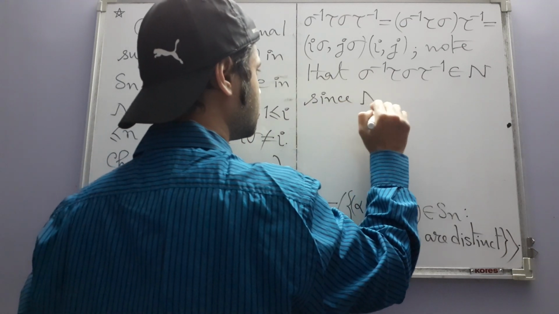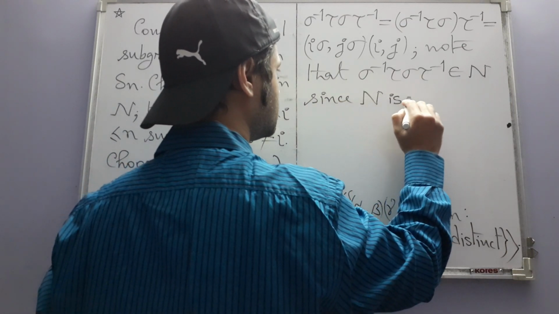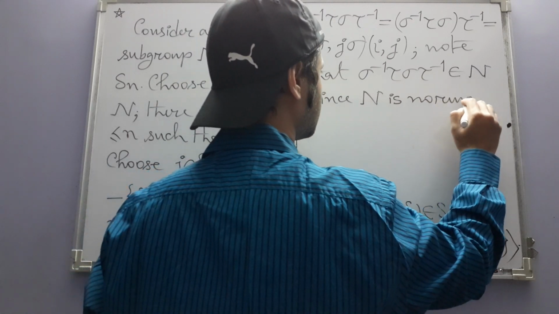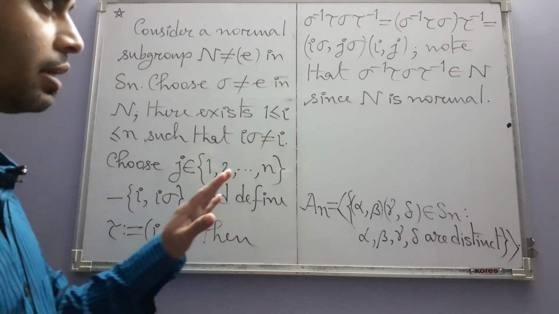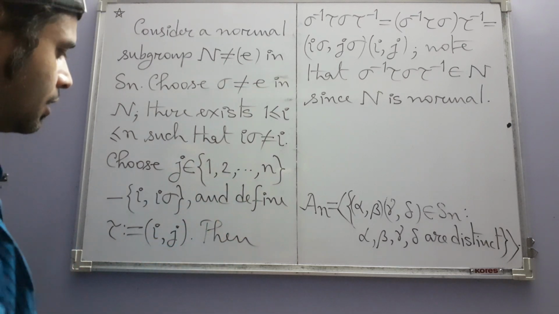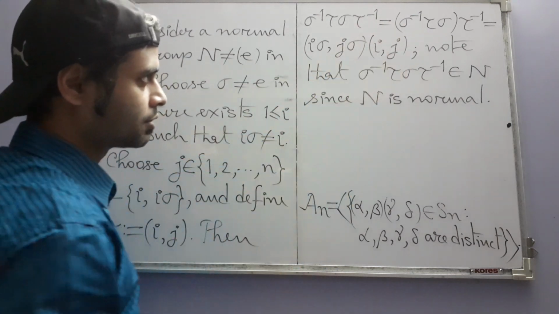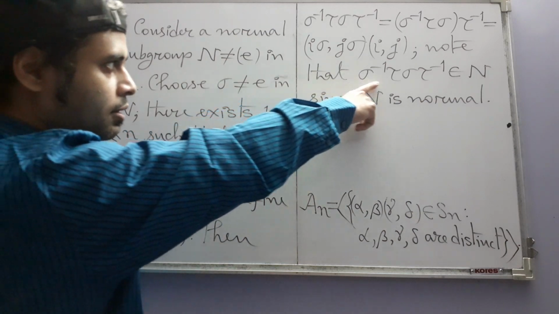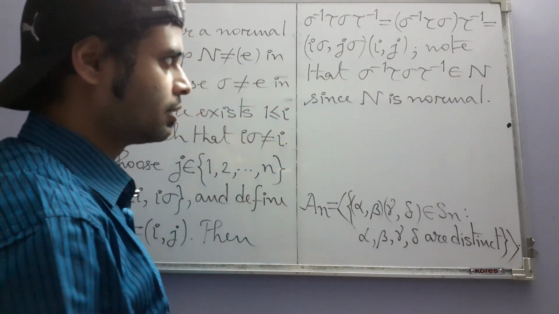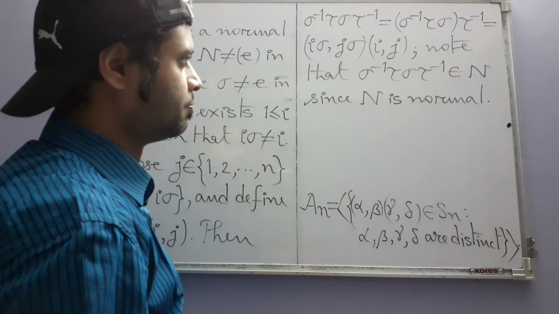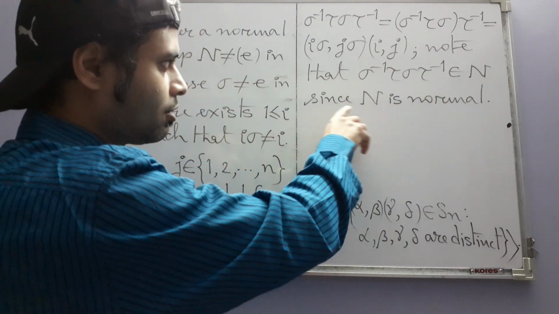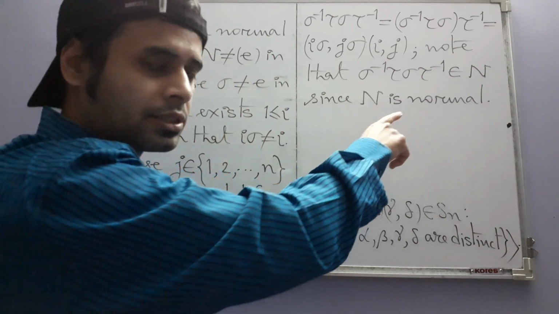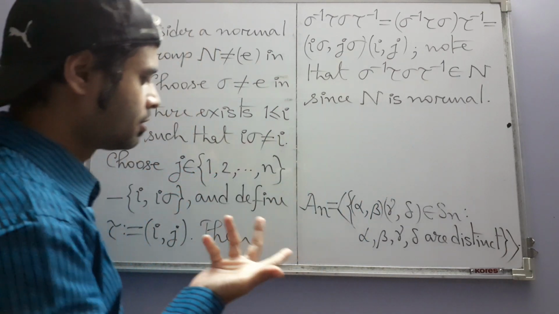since N is normal. Okay, now there are two things to note here. The first one is this calculation, of course, and the second thing is that this product actually belongs to N. So let us see this one first. Why does this element belong to N? And also we are justifying it by saying that N is normal. Let's see why.